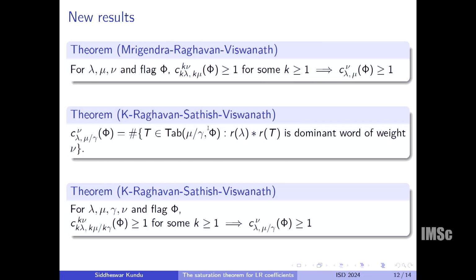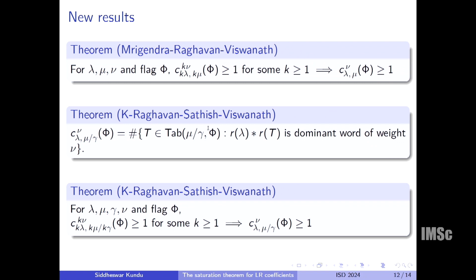And the new results: the first one was done by Professor Mignanda, Professor Raghavan and Professor Viswanath, that for lambda, mu, nu and flag phi, if C of k nu, k lambda, k mu, phi is greater than or equal to 1 for some k greater than or equal to 1, then C of nu, lambda, mu, phi will also be greater than or equal to 1. The next two results are about how to count this flag skew LR coefficient: it is the set of all flag skew tableaux such that the concatenation word R lambda star R T is a dominant word of weight nu.